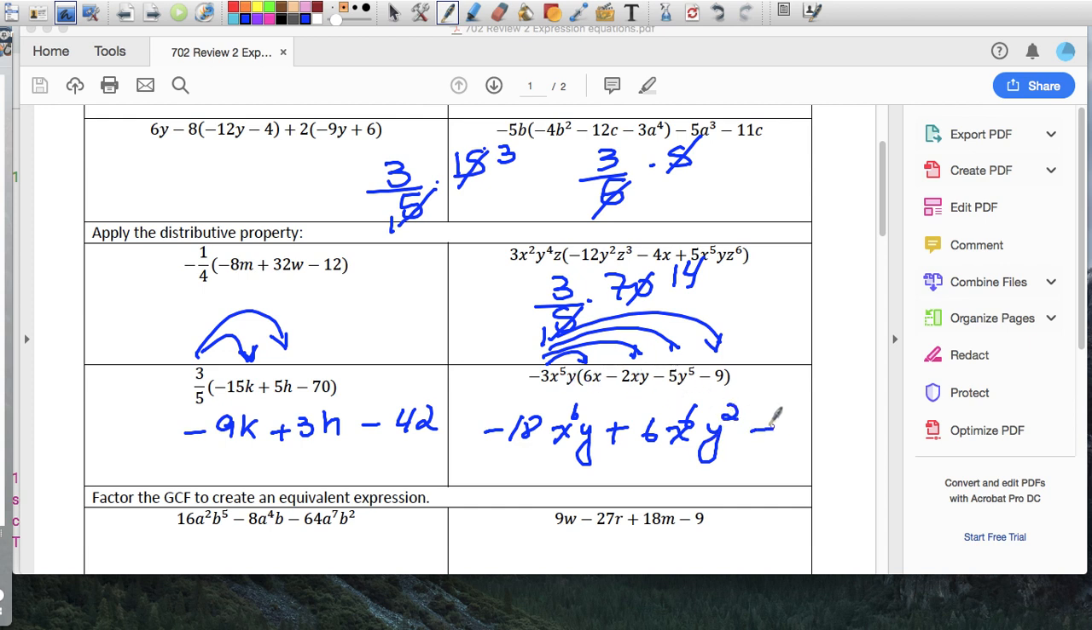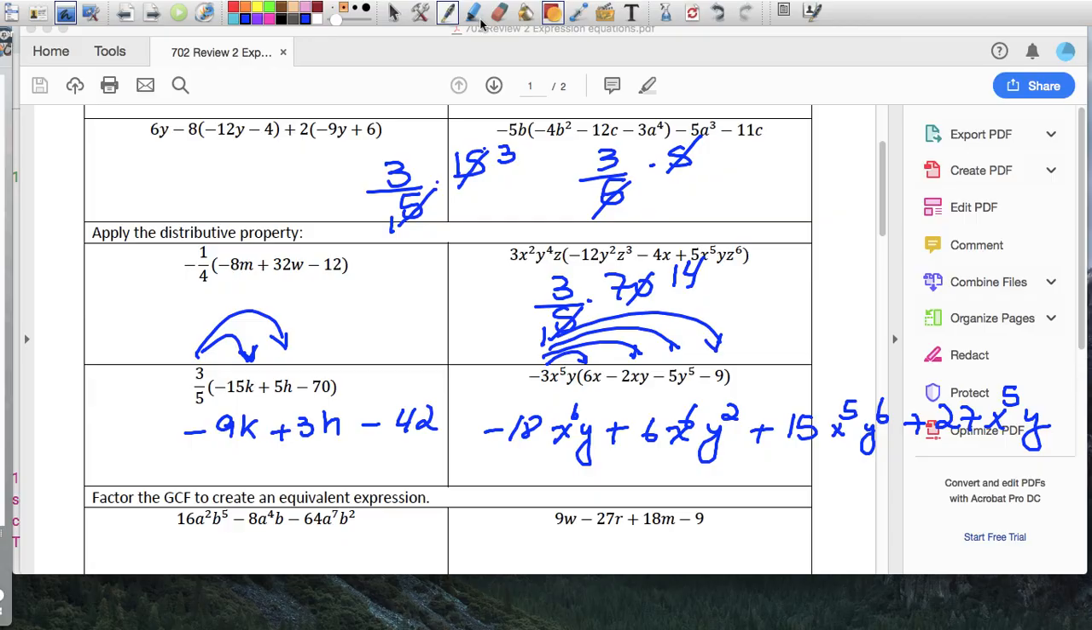Then move on. Again, positive. 3 times 5 is 15. The x^5 multiplied with no x, and the y^5 is y^6. Minus, 3 times negative 9 is positive 27. And the variables have to come along. There's no variable here, but you still just keep it right next to the y^5.